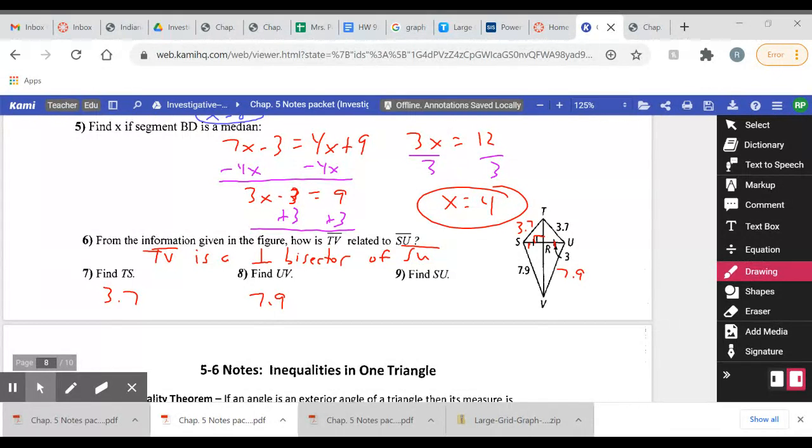And then on number 9, SU, I can see in the picture, SU is this whole length across. Well, if I already know RU is 3, then I know over here has to be 3 since they're congruent. And so I'm just adding up 3 plus 3, which is equal to 6.